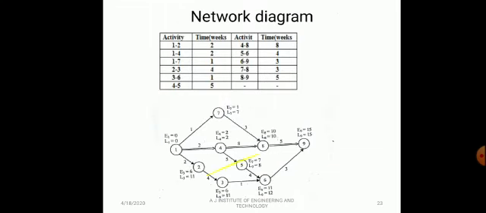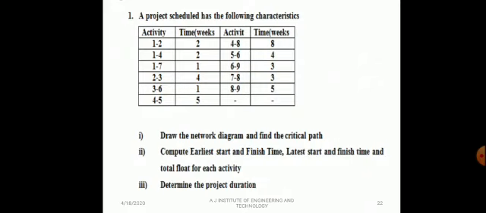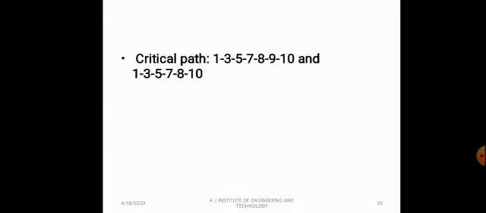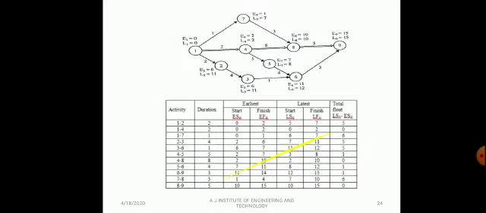Network diagram. What do you have to calculate? Compute the earliest start and finish time, latest start and finish time, and total float for each activity. Determine the project duration. Find the critical path, and here the value is 1, 4, 8, 9 is the critical path.